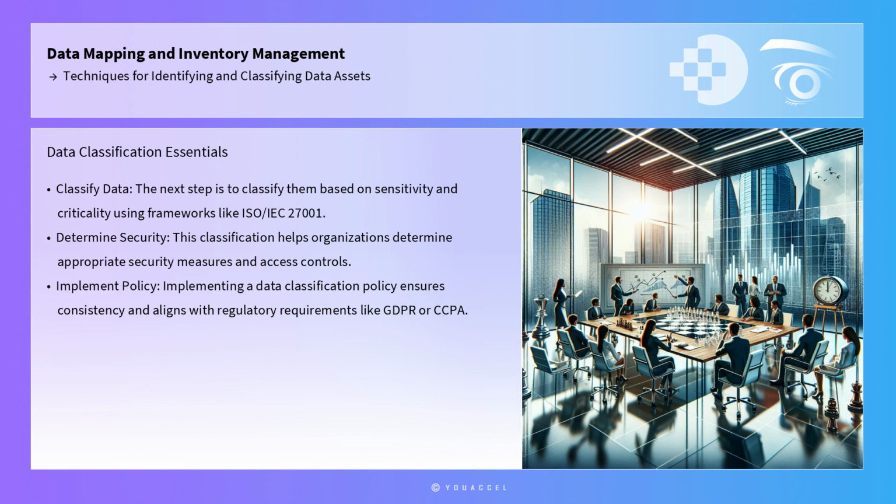Once data assets are identified, the next step is to classify them based on sensitivity and criticality. Data classification frameworks, such as the one provided by ISO 27001, categorize data into different levels, such as public, internal, confidential, and restricted. This classification helps organizations determine appropriate security measures and access controls. For instance, public data may require minimal protection, while restricted data necessitates robust encryption and access restrictions. Implementing a data classification policy ensures consistency in handling data assets and aligns with regulatory requirements like GDPR or CCPA.